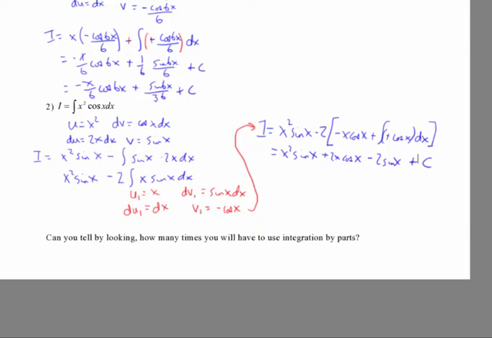Now, how can you tell by looking how many times you're going to have to use integration by parts? Hopefully these two examples show. The first one was degree 1 for that x, the polynomial, and the second one's degree 2. First one we did once, second one twice, so it's going to be the degree of our polynomial. Go ahead and write that down.